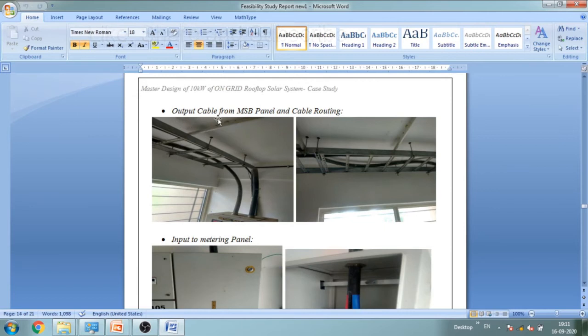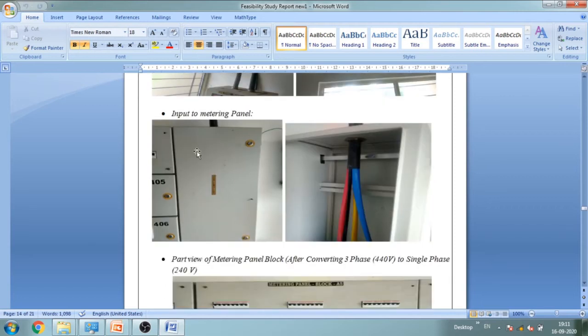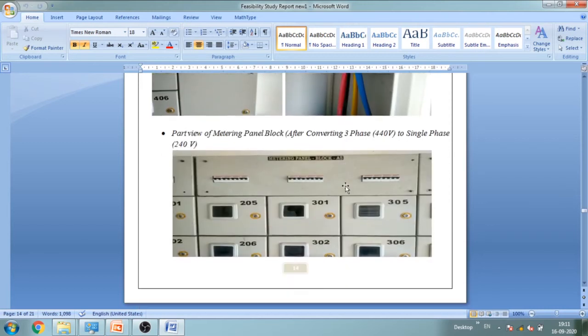Then we need to mention in the report the basic output cable from the MSB panel and the cable routing. Also where that wire is going, that is the input to the metering panel. And these are the part view of the metering panel block after converting 3-phase 440 volt to single-phase 240 volt.